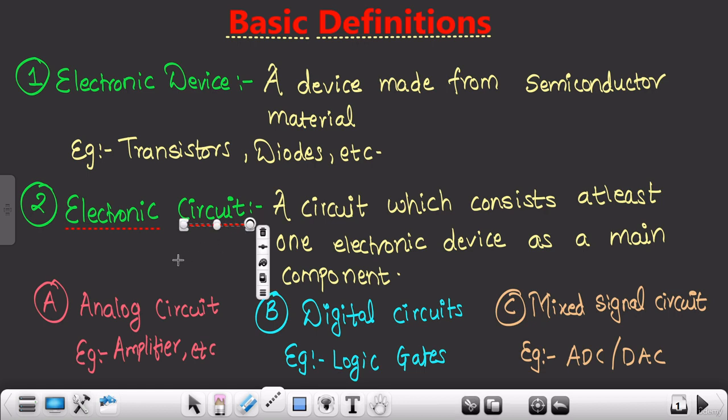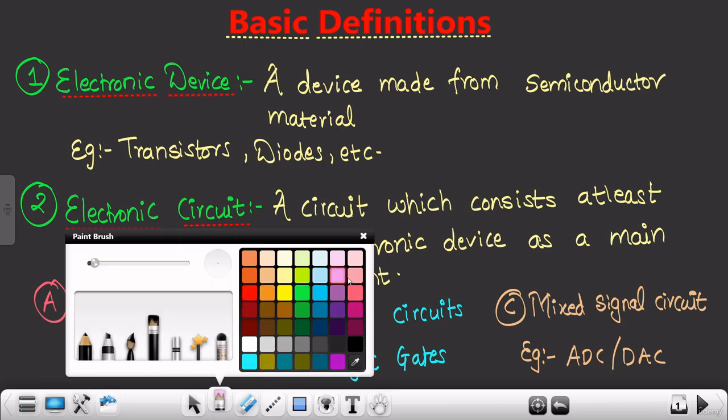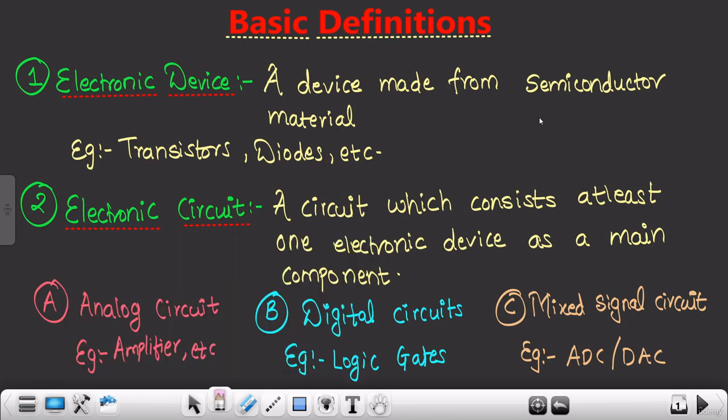What was electronic circuit? This was your first definition, electronic device. So again, we'll quickly revise what we had studied. So electronic device is basically any device which is made from a semiconductor material. We all know that semiconductor material is nothing but P or N type, right? So semiconductor means P or N type material. Okay, when we fuse them together, we are making a diode. Or basically a diode is formed, right?